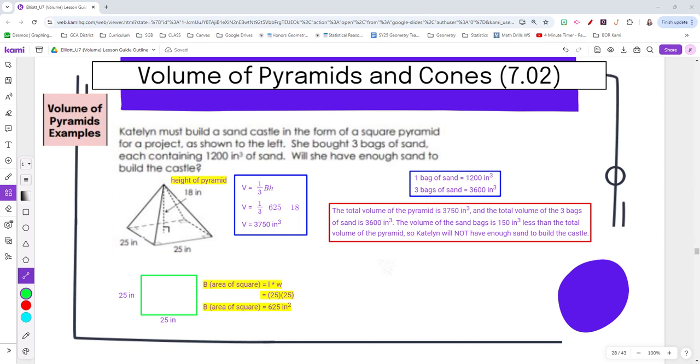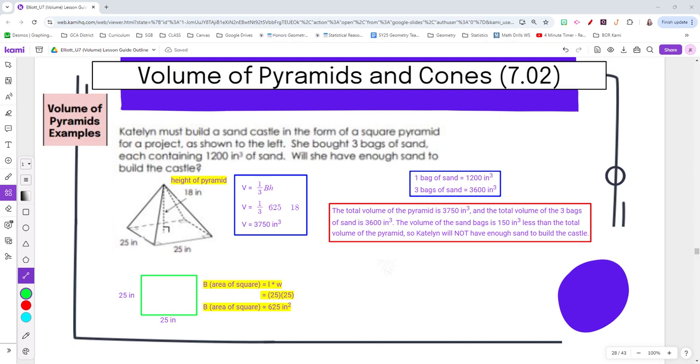All right, next up we have a real world problem here that says Caitlin must build a sand castle in the form of a square pyramid for a project as shown below. She bought 3 bags of sand, each containing 1,200 inches cubed of sand. Will she have enough sand to build the castle? So the first thing we're going to do is try to find the volume of the pyramid that she is going to try to build.